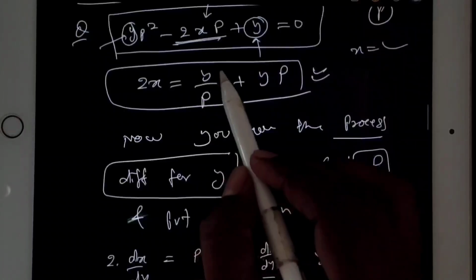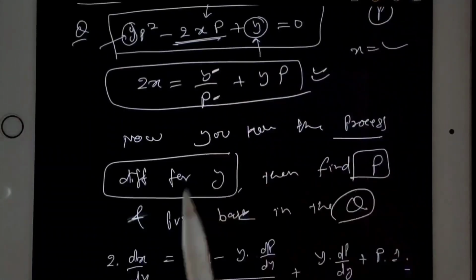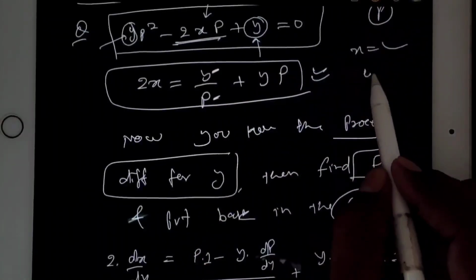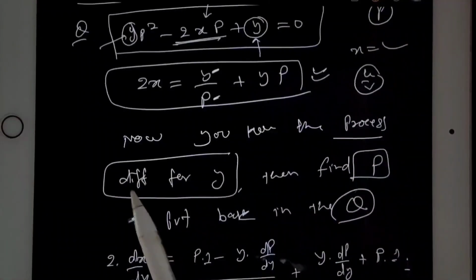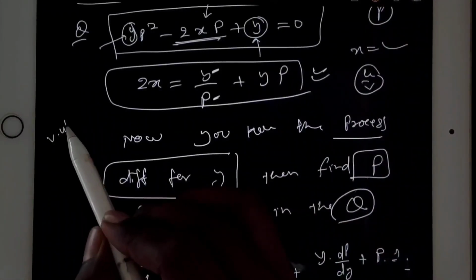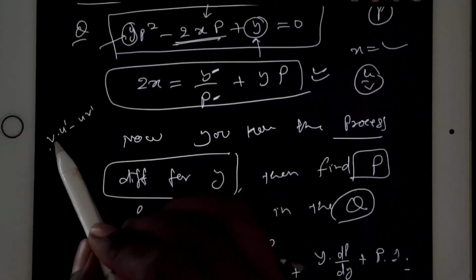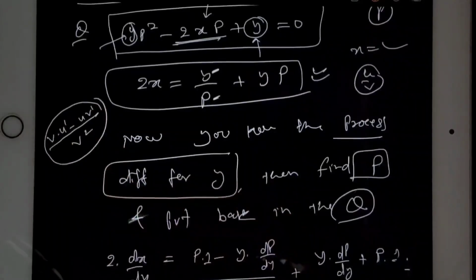Now be careful here. This is one function, this is another function. So here you will apply the u by v rule. How do you apply the u by v rule? v into u dash minus u into v dash, divided by v square. Remember?